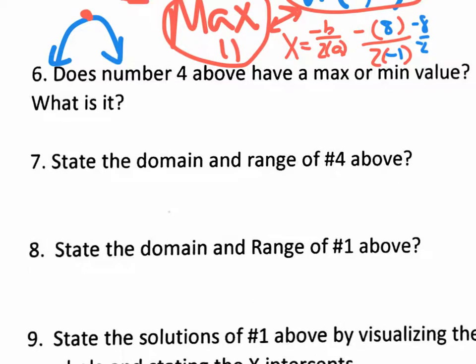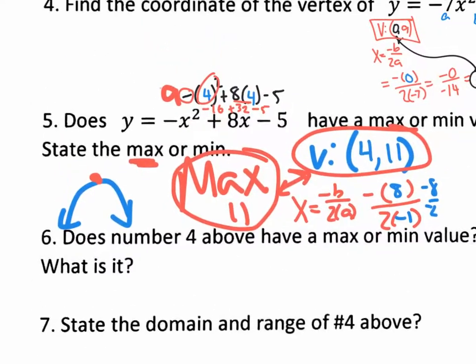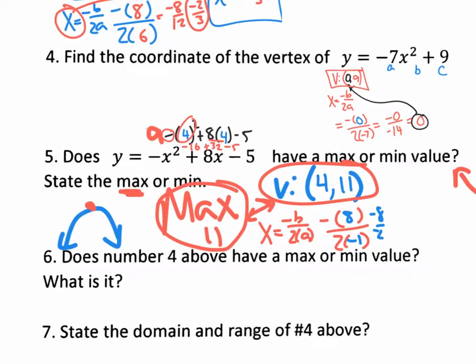Okay guys, so this is the second half of the review. Number 6, it says, does number 4 above have a max or min value? So let's go back to number 4, and there's going to be questions like this on the quiz tomorrow, where you go back to previous equations and you have to look at them.